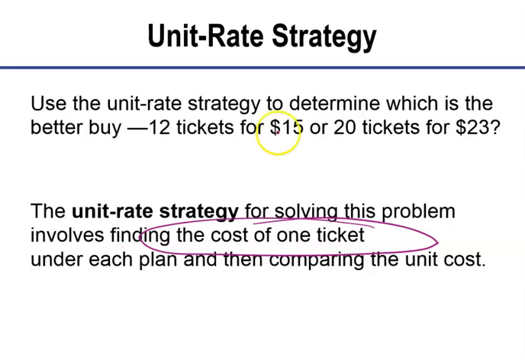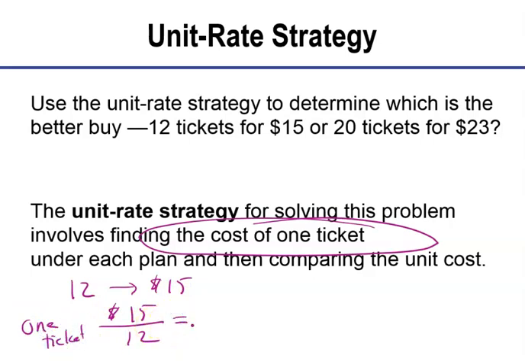So if 12 tickets cost $15, couldn't we take the $15 and divide it by 12 to get the cost of one ticket on that plan? Okay. So 15 divided by 12. Now don't worry about changing that to a decimal. Remember, we haven't discussed decimals yet. But this is just a ratio. Let's put it in lowest terms. So 15 over 12, they both divide by 3. So you could change that to 5/4.